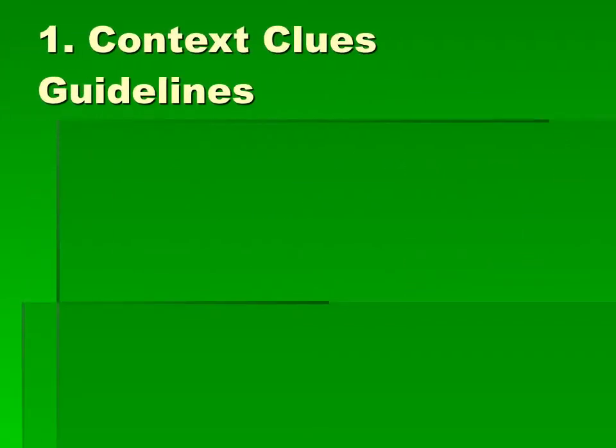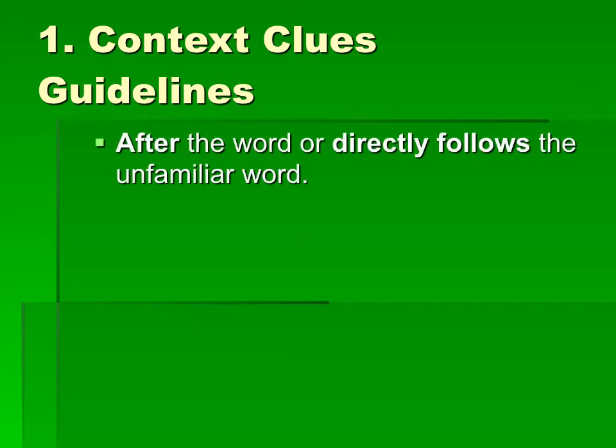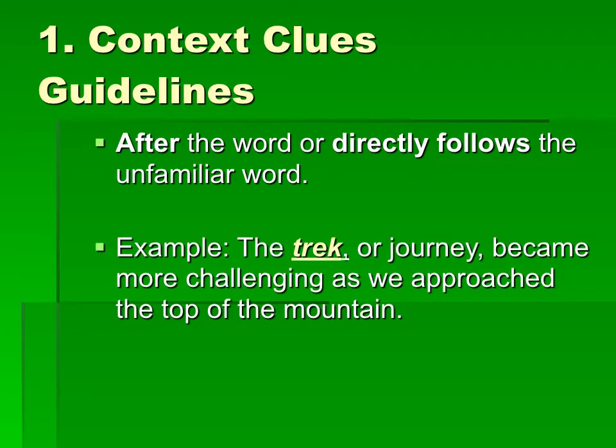When we look for the meanings within the sentence, sometimes the explanation is right after the word. Or sometimes it directly follows the unfamiliar word. Take this sentence, for example. The trek or journey became more challenging as we approached the top of the mountain. Right after the unknown word trek is the definition for the word, journey. So trek means the same thing as a journey. The definition is right there after the word. It directly follows the unfamiliar word trek.